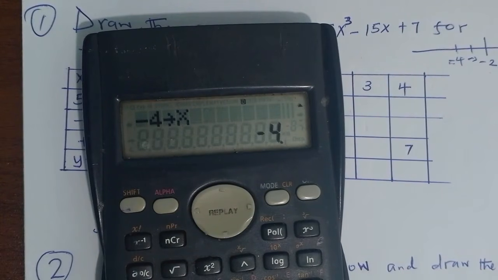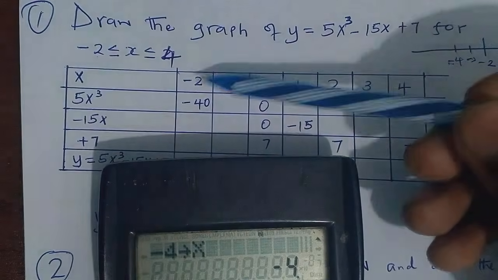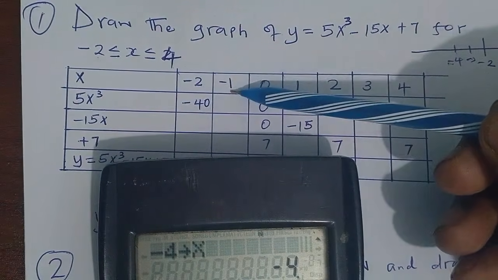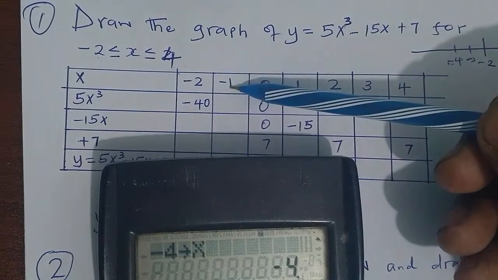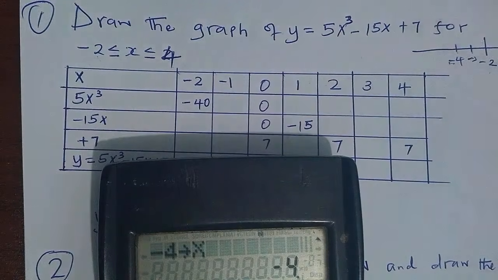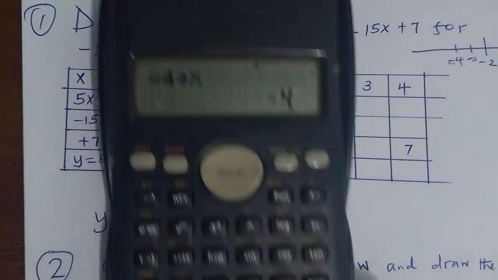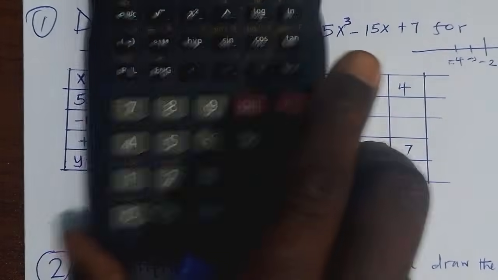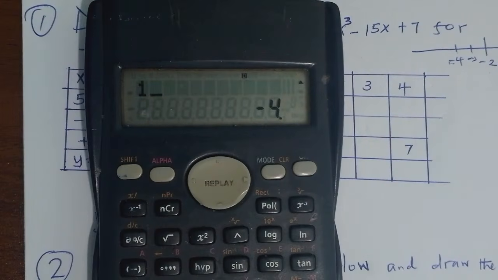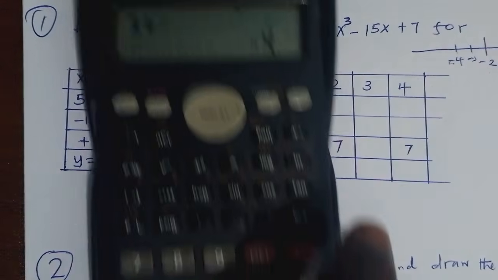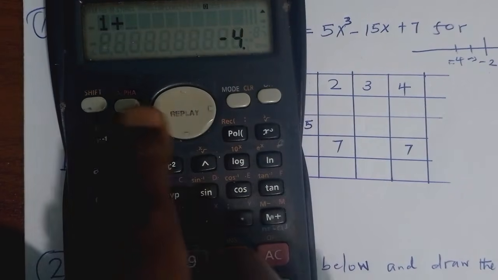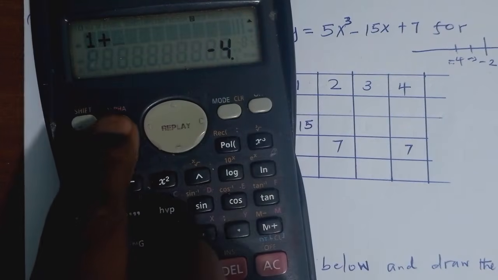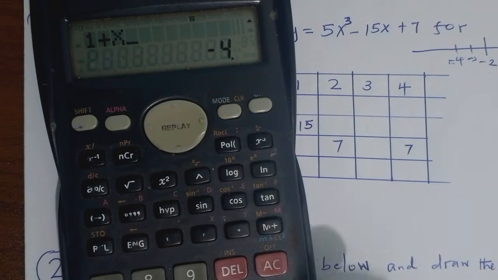After that, now we need to look at the interval. Our interval, -1 to 1, -2 to -1, that's 1 unit each. So our interval is 1, 1, 1. So you write that one. Come here, write 1. It looks like this: 1, then plus the X. So X, you press alpha, then X, right?